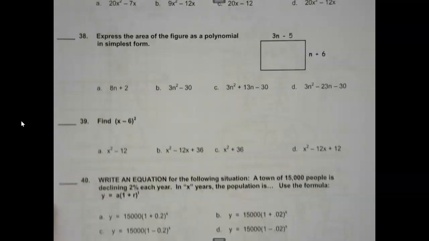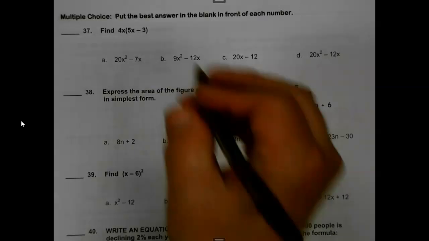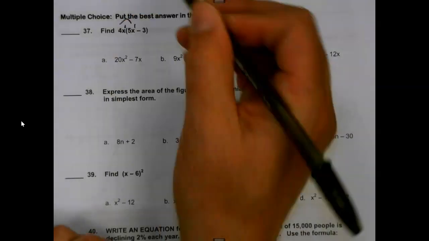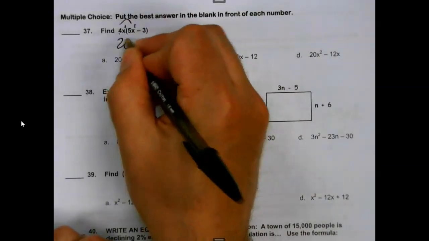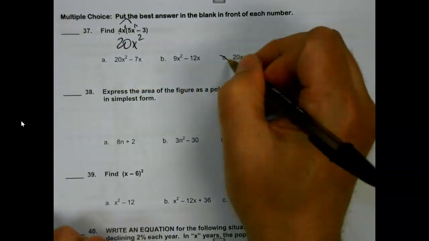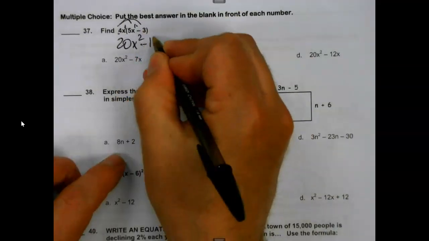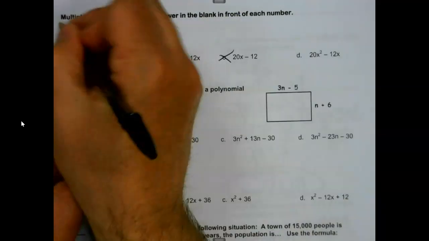Alrighty, are we almost there? Last page. Last page, people. And yes, there will be some multiple choice on the final. Here, little distributing action. 4 times 5 is 20. Add my exponents. It's not those two. 4 times negative 3 is negative 12x. There we go.